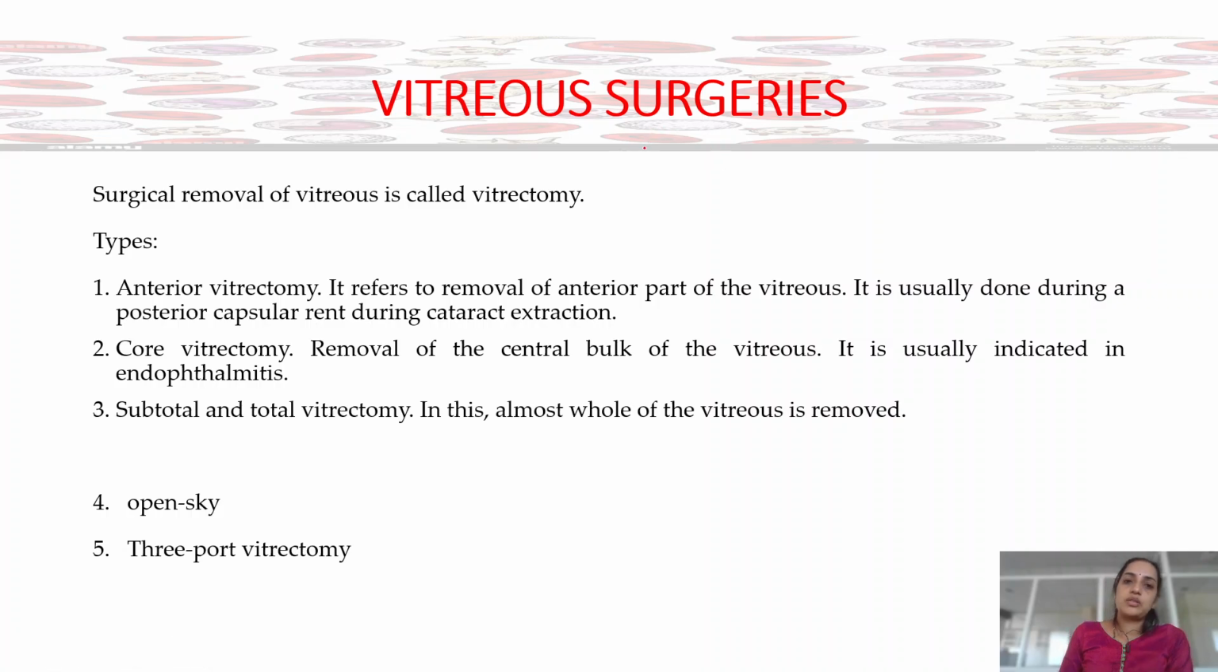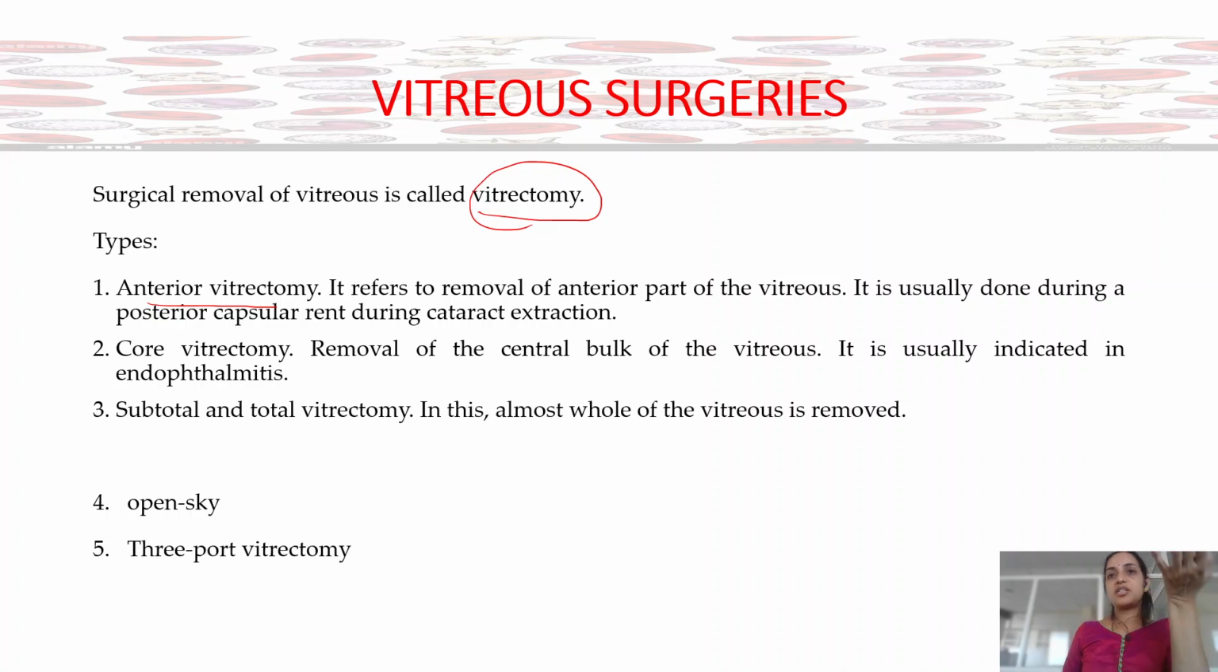So what are the vitreous surgeries? Surgical removal of the vitreous is known as vitrectomy. There are 3 types based on how much of the vitreous you are removing. Anterior vitrectomy is usually done during a cataract surgery when there is a complication in the form of a PCR or a posterior capsular rent. It refers to removal of only the anterior part of the vitreous that is prolapsing into the anterior chamber.